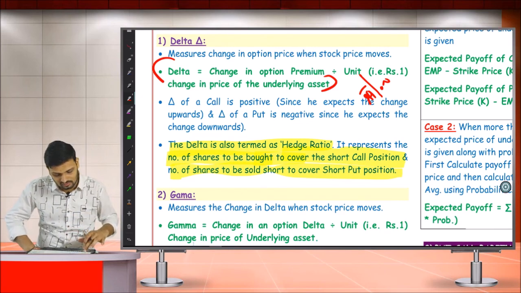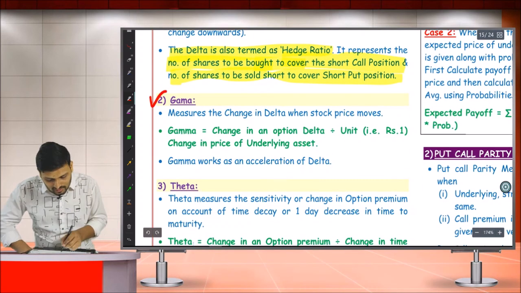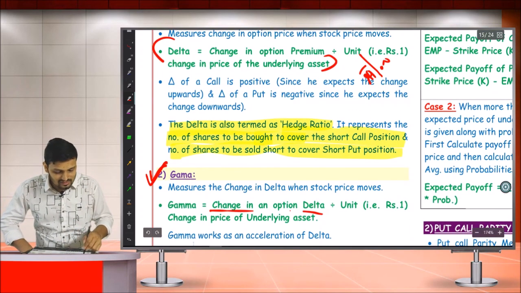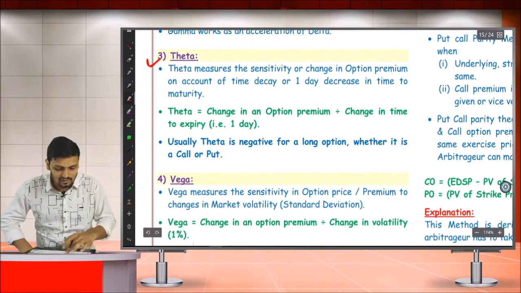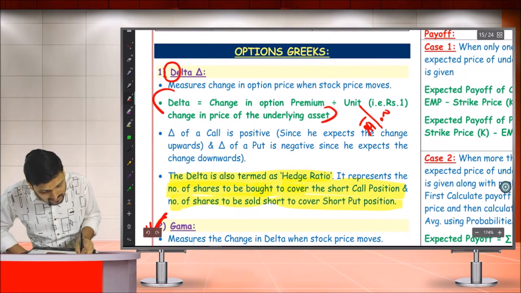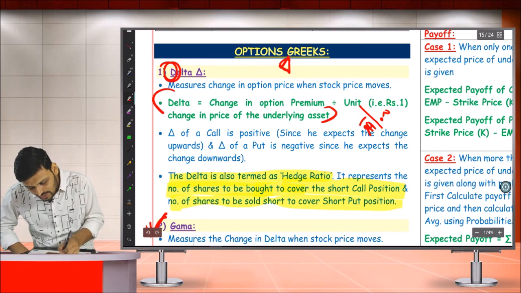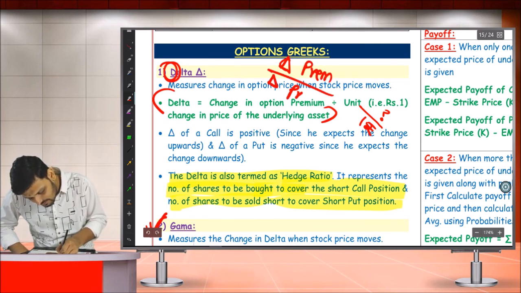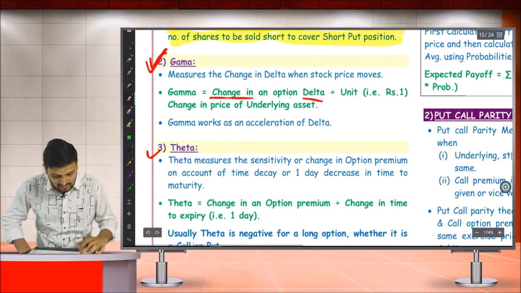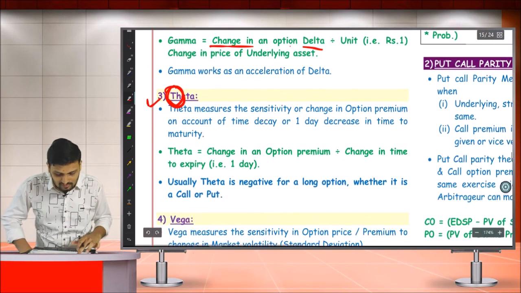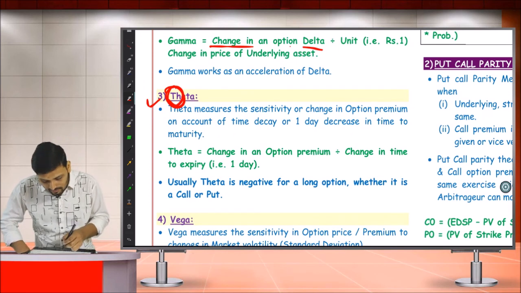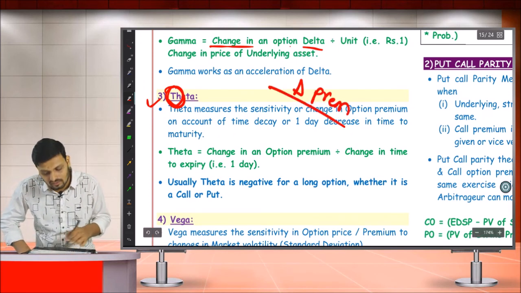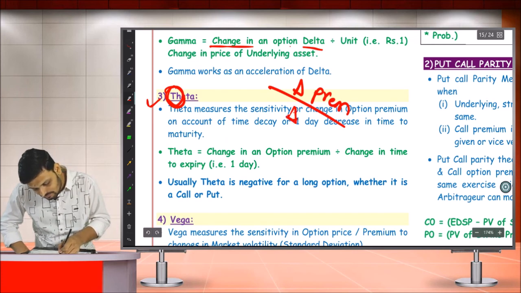Don't confuse much. Gamma is nothing but change in option delta. I'll come back to this gamma later. First, let me come to theta. Now, delta means change in premium divided by change in price, as simple as that. Theta, T for time, denotes change in premium divided by change in time.